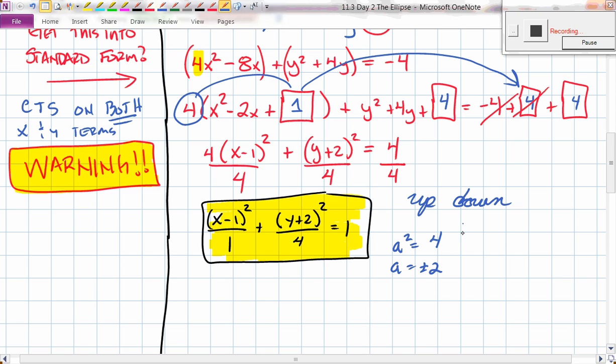What's b squared? 1, so that means b is plus or minus 1. And then c squared is the difference of the squared, so that's going to be 3. So c is plus or minus the square root of 3. We're going to use that in a second. All right, hang in there with me.